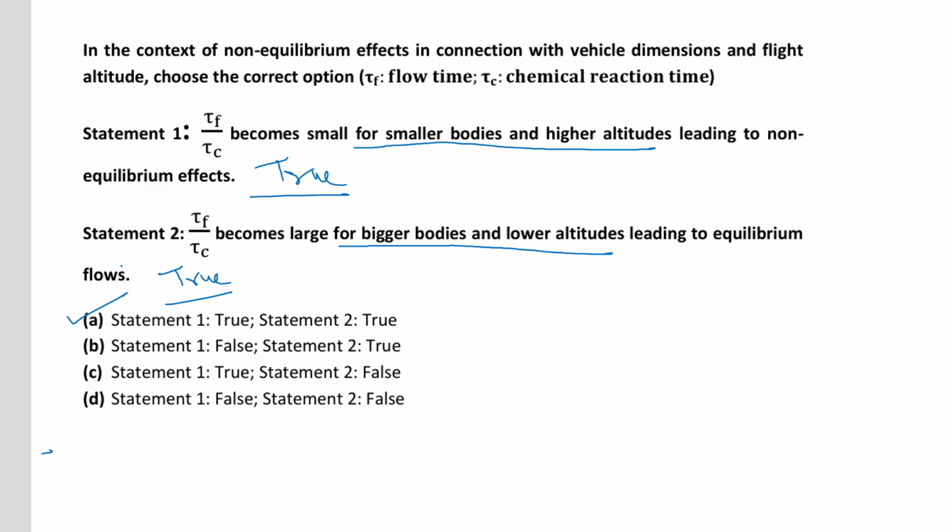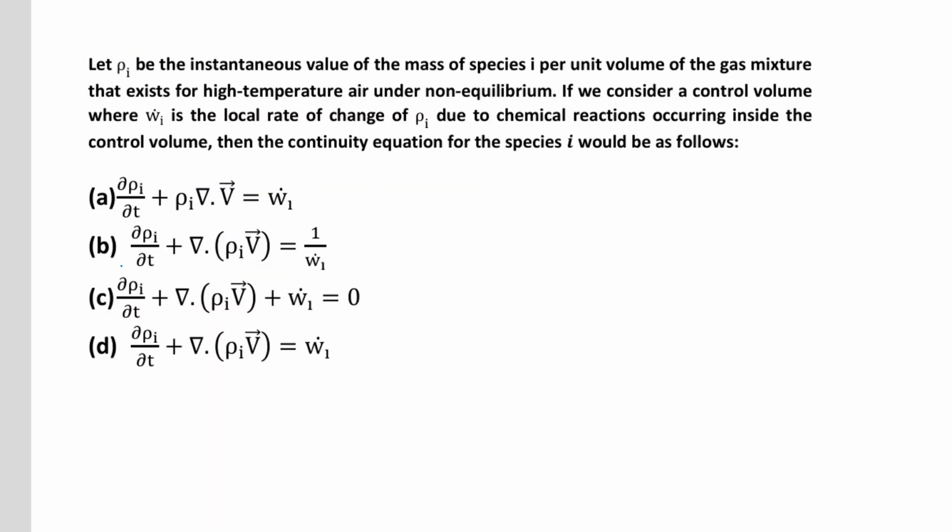Now we will see the next problem. Let rho i be the instantaneous value of mass of species i per unit volume of the gas mixture that exists for high temperature air under non-equilibrium. If we consider a control volume where wi dot is the local rate of change of rho i due to chemical reaction occurring inside the control volume, then the continuity equation for species i would be as follows.